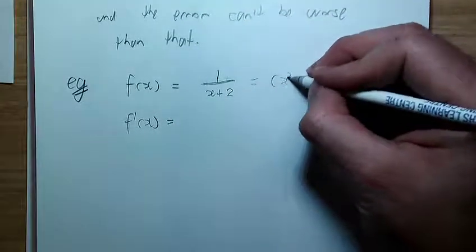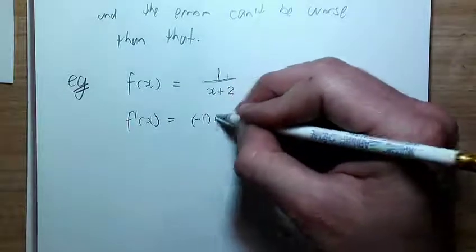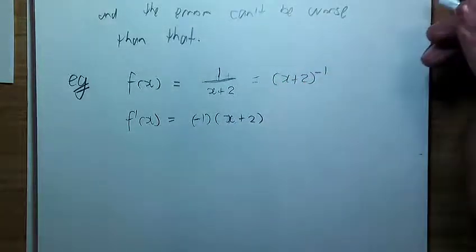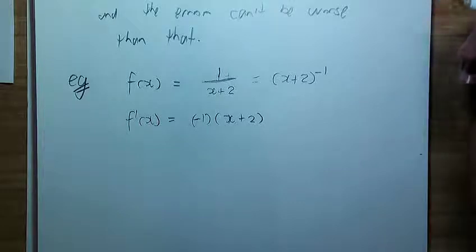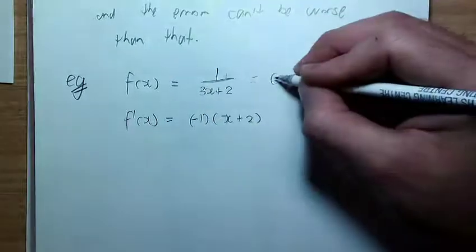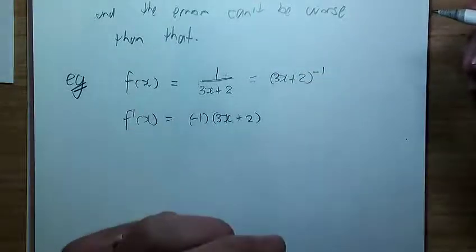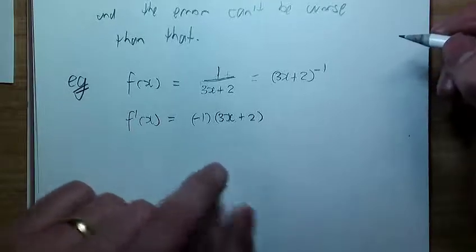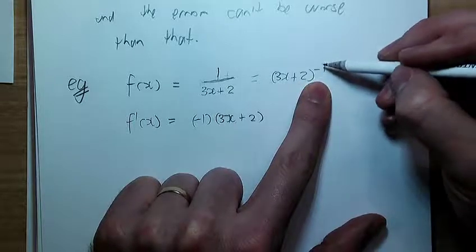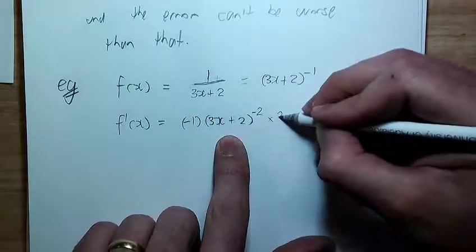Okay, so the best way to differentiate this would be to write it as a power, and I'll have minus 1 x plus 2, or maybe I should make it harder. Okay, the reason I'm making it harder is so that when you get to the exam it won't seem so bad. So I've got (3x plus 2) to the minus 1. So when I differentiate that, the power will come down and the power will go down by 1. But then because of the chain rule, I'll have to multiply by the derivative of what's on the inside. So that's what I get.